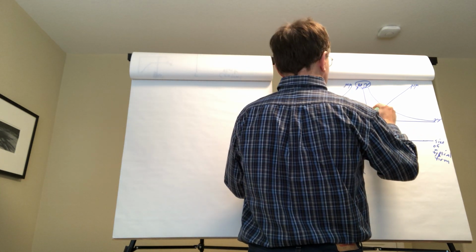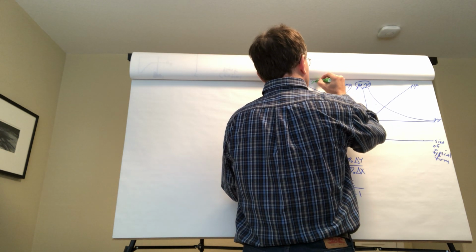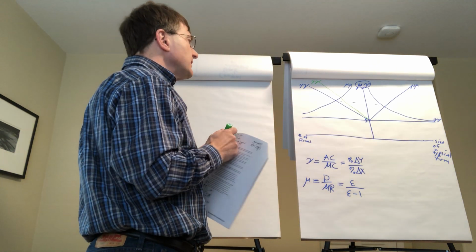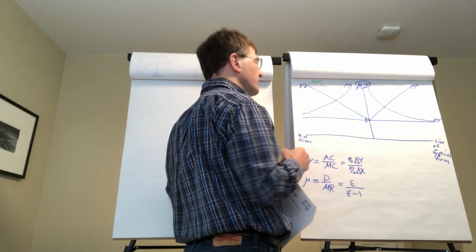So here's the gamma prime curve. We've got the degree of returns to scale going up at any given number of firms, simply because each firm is now smaller.